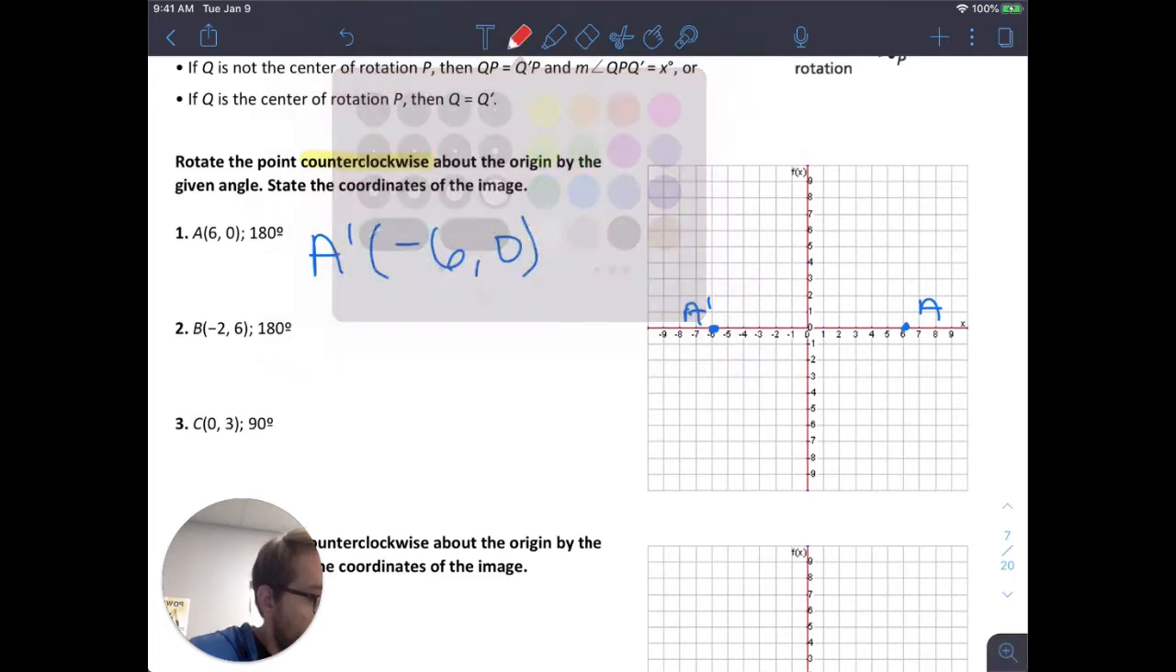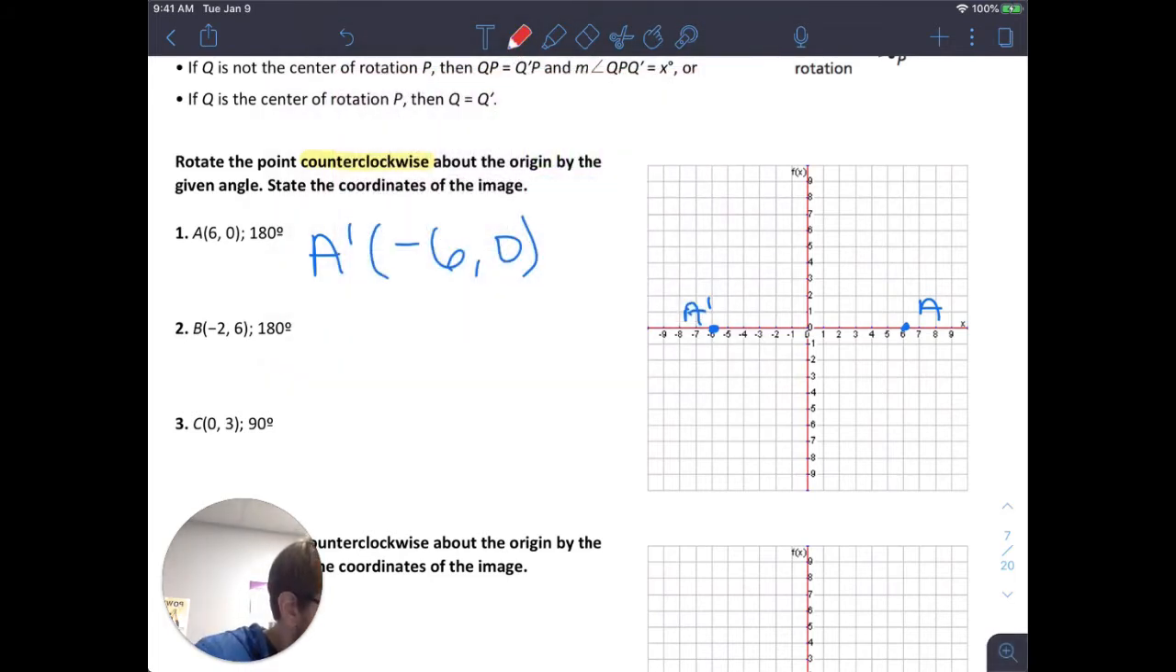For B, B is at -2, 6. It's right here. And I'm rotating that counterclockwise 180 degrees. So if you notice, this one isn't on the axis, but if I know I'm going 180 degrees, that's 2 quarters, 1 quarter and then another quarter. And instead of quarters, you can also think about it as quadrants. So I'll go into quadrant 1, and then into quadrant 2. Or I started in quadrant 2, so I'm going to quadrant 3 and then quadrant 4. That would be 180 degrees. And again, it should form a straight line, right? So it's going to be somewhere in here because that's 180 degrees.